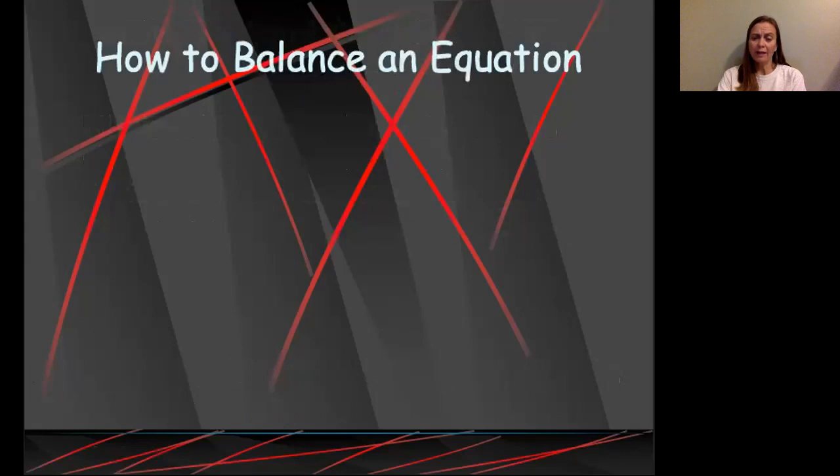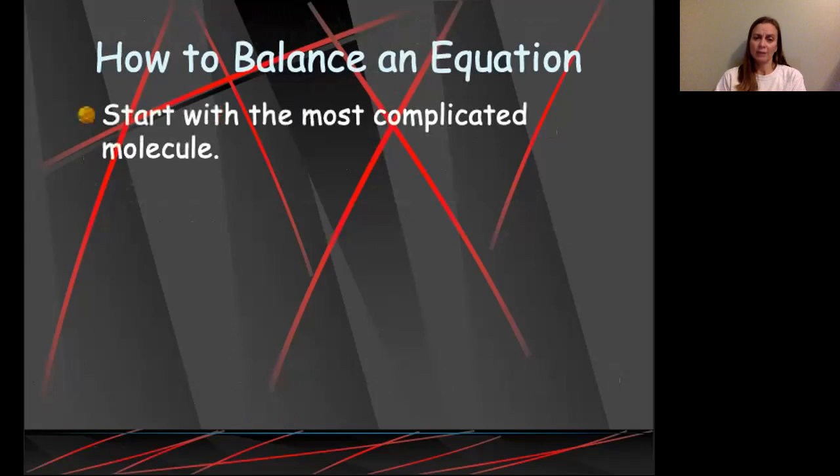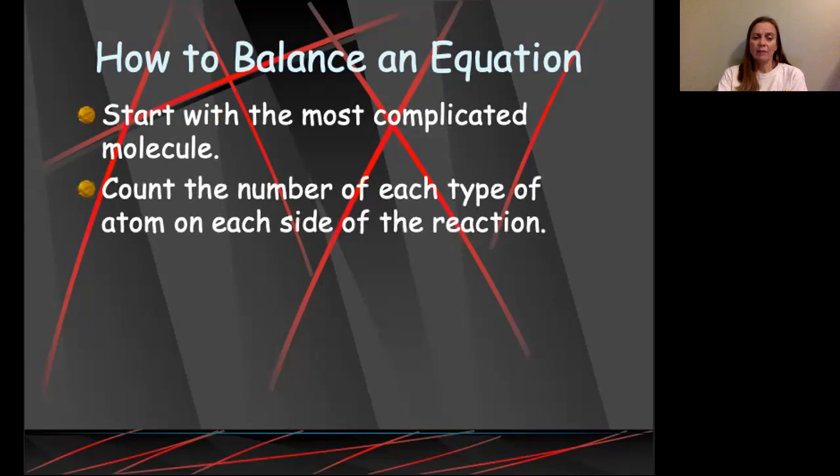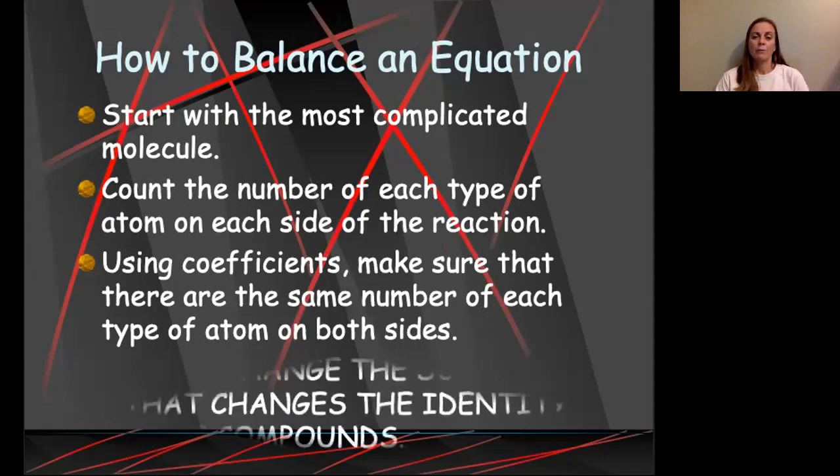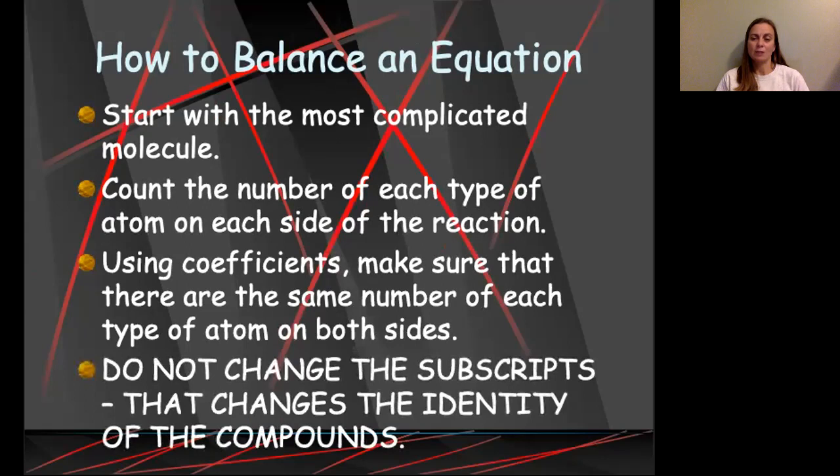Well, the first thing that I do when I'm balancing an equation is that I'm always going to start with the most complicated molecule. I'm going to count the number of each type of atom on each side of the reaction, and then I'm going to use coefficients, not subscripts, to make sure that there's the same number of each type of atom on both sides. Now recognize that when we put a coefficient in front of a compound, it applies to the whole compound, not just the first part of the compound. We cannot change the subscripts. That changes the identity of the compounds.